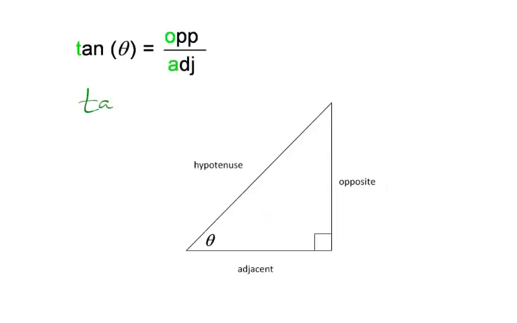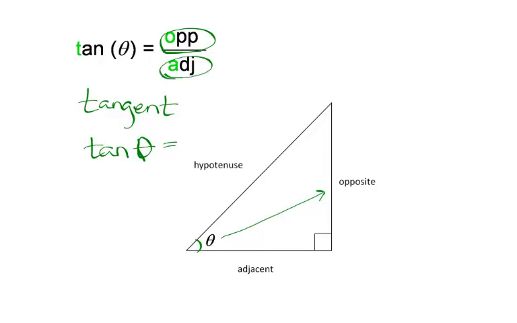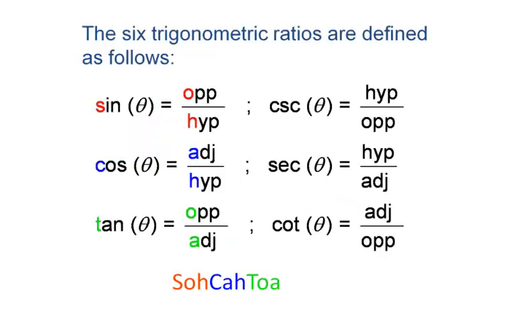Tangent. We write the shorthand of tan of theta. And it is, as you can see, the length of the opposite side in the right triangle from our angle theta divided by the length of the adjacent side in our right triangle. So it is opposite over adjacent. So between sine, cosine, and tangent, we use all 3 sides of our right triangle, but remember those sides are in relation to our angle theta. So there's sine, cosine, and tangent.